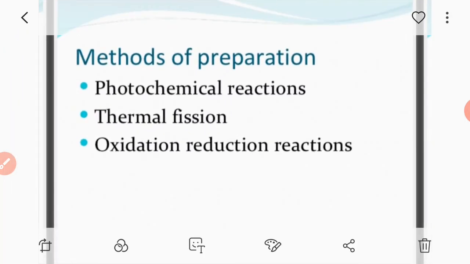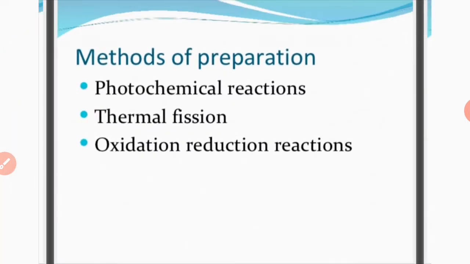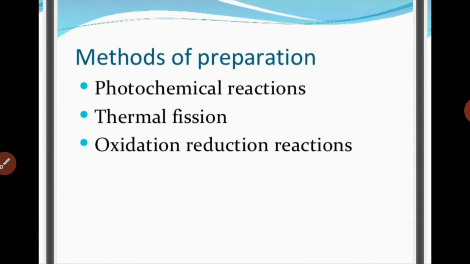Method of preparation of free radicals. Usually there are three methods of preparation. General method. I am not going into much detail and description. However, I am just telling you the major reactions in which the free radical is usually formed as an intermediate. Usually free radicals are very important intermediates that are formed during a reaction.